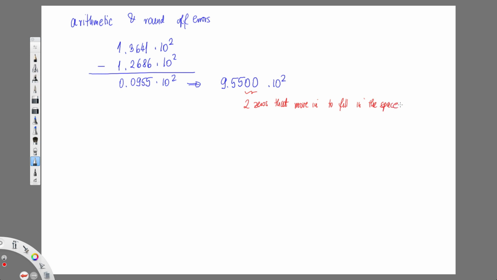So when you are subtracting numbers that are close, then you're going to be losing some of the leading digits, right? And you will have zeros filling in the space.